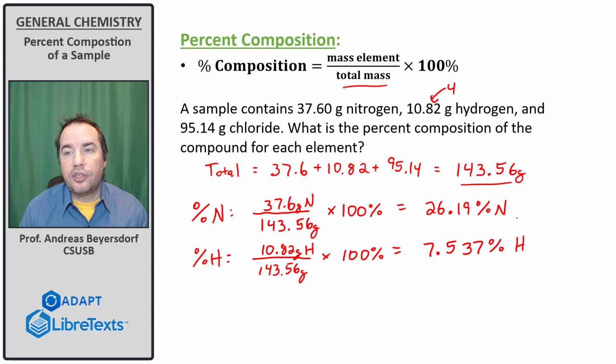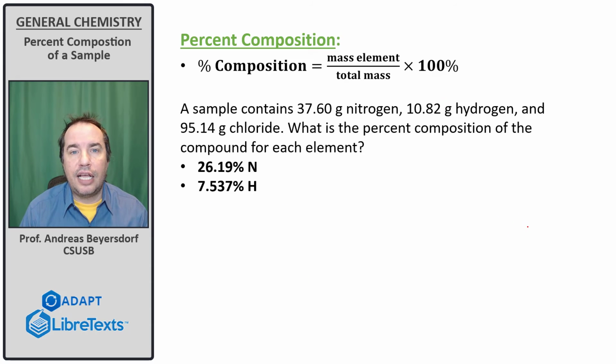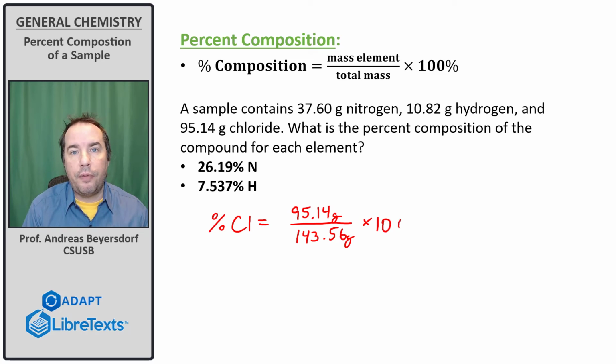Now let's go on. So we've done nitrogen, hydrogen. Let's do the remaining, which is for our chlorine. So our percent chlorine will be the mass of the chlorine, 95.14 grams, over the total mass, 143.56 grams, multiplied by 100%, and that gets us 66.27%. So that's the amount of chlorine.